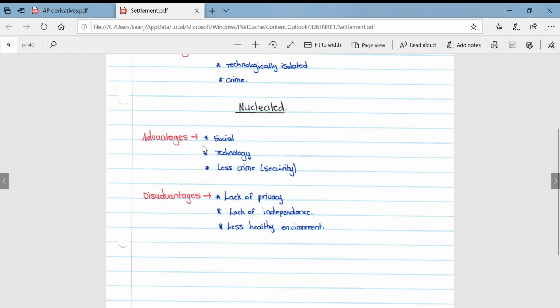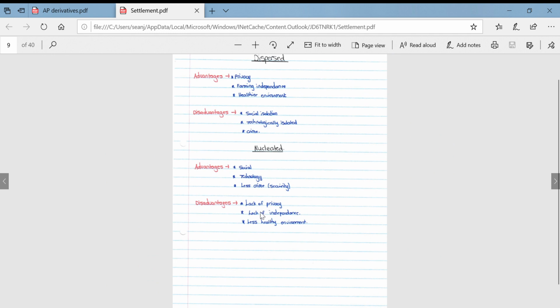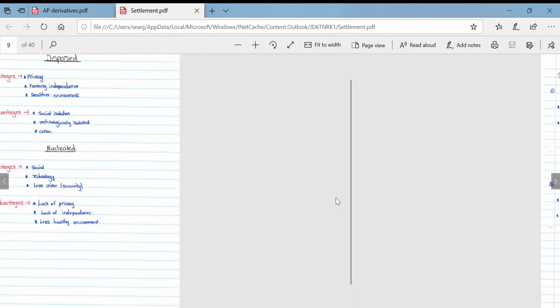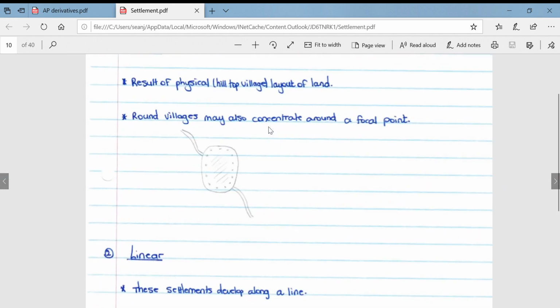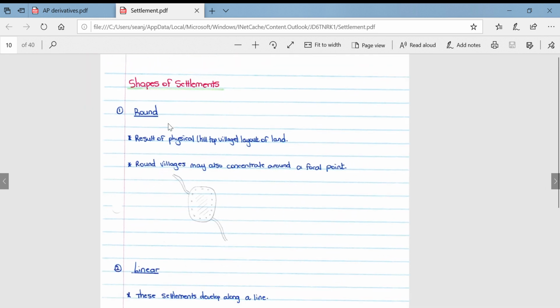Advantages, obviously, people can be social around one another, share technology, and there's less crime, more security because people are looking out for one another. Disadvantages, there's a lack of privacy, a lack of independence, and a less healthy environment due to more people being concentrated there.